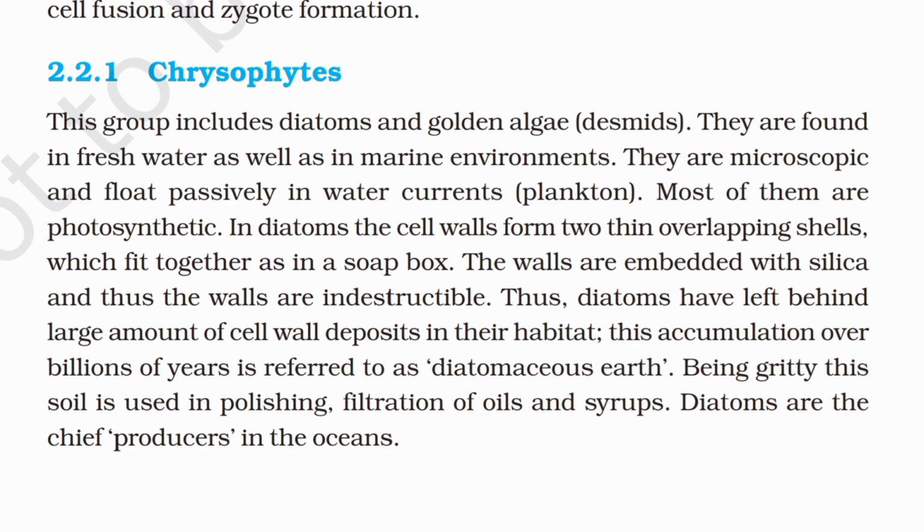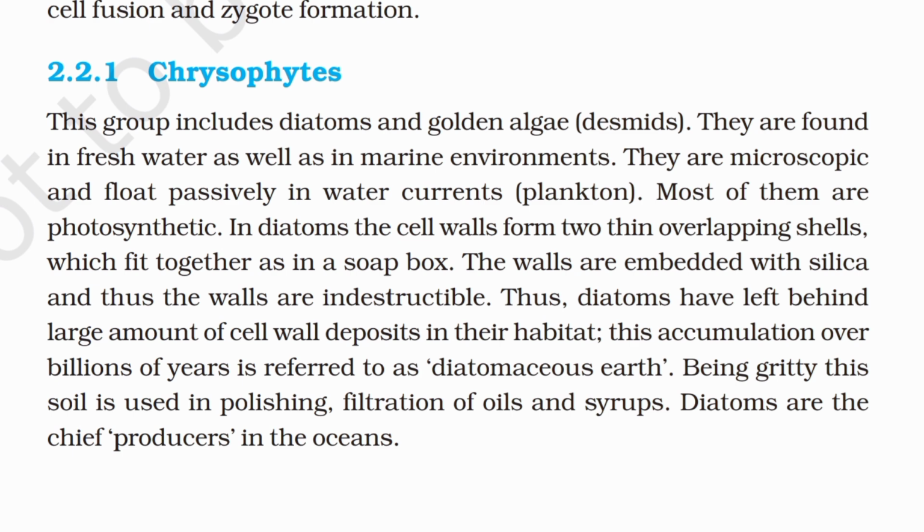In diatoms, the cell walls form two thin overlapping shells which fit together as in a soap box. The walls are embedded with silica and thus the walls are indestructible. Thus, diatoms have left behind large amounts of cell wall deposits in their habitats. This accumulation over billions of years is referred to as diatomaceous earth. Being gritty, this soil is used in polishing and filtration of oils and syrups.